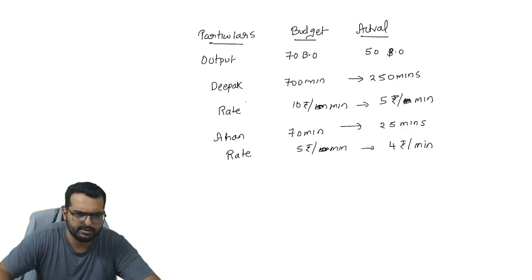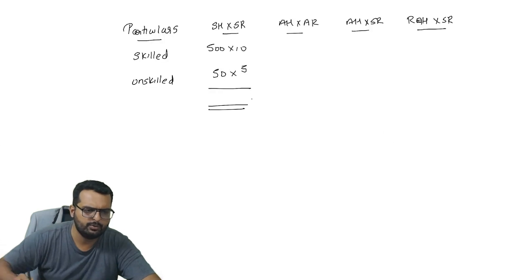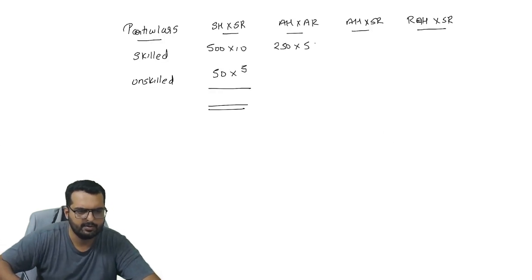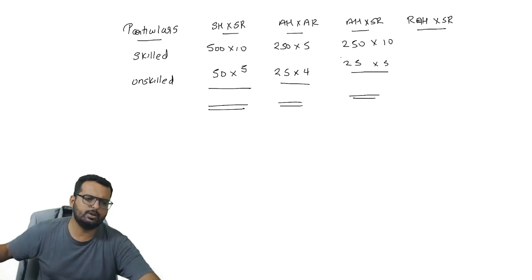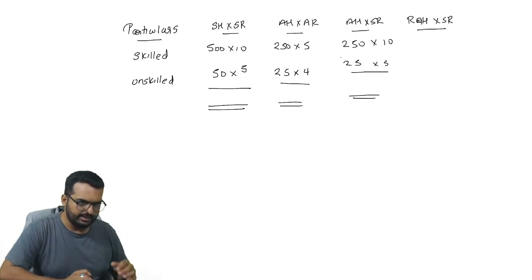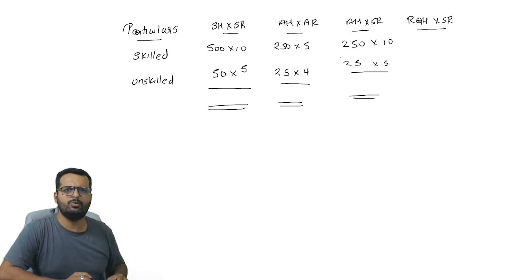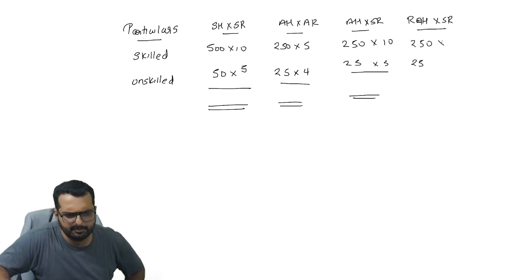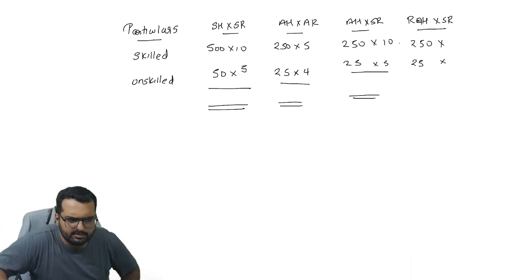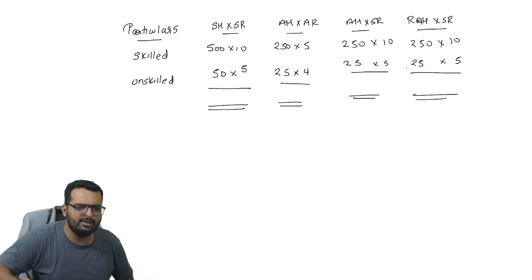But in actual, what has happened? 250, 25, 10, 5. RAH is going to be the total actual quantity, that is 275 in the ratio of 10 is to 1, right? Divided by 11 into 10. I'll get exactly the same number here. That's a very nice coincidence, friends. That is a wonderful coincidence.